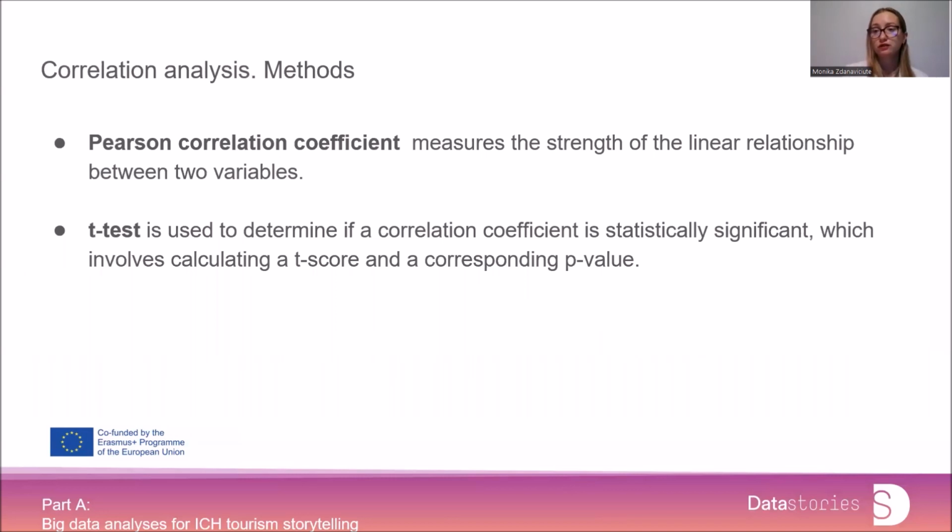To find out whether tourist flows in countries are related to cultural heritage in those countries, we measure the correlation between two relevant variables. In this case, the Pearson correlation coefficient is used to measure the strength of the linear relationship between two variables, and a t-test is performed to determine if a correlation is statistically significant. The correlation coefficient always ranges from -1 to 1, and if the coefficient value is -1, it describes a perfect negative correlation. If the value is 1, it shows a perfect positive correlation. And when the coefficient value is close to 0, the correlation is weak.